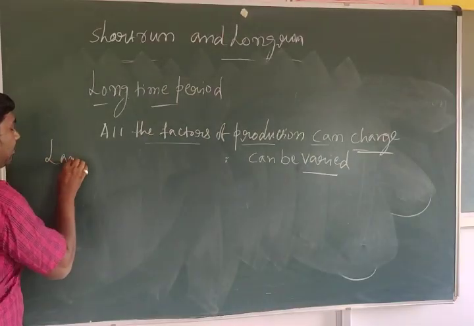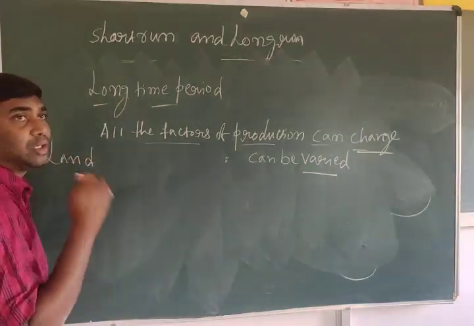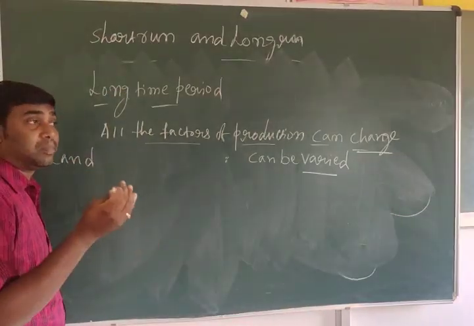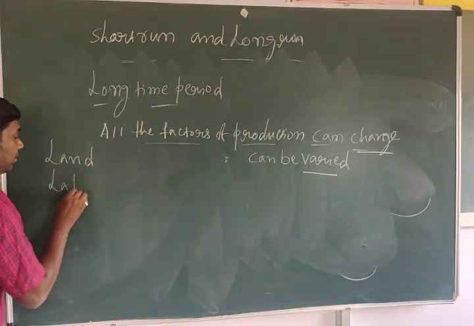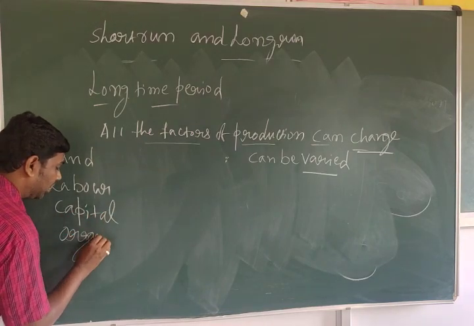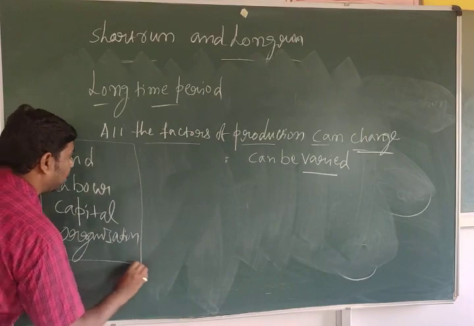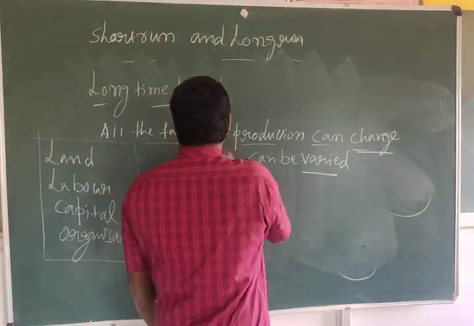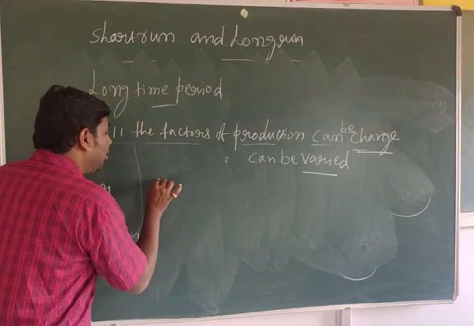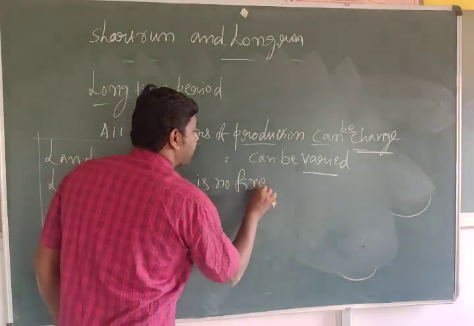That is land. I said before that it's not possible to shift it from one place to another, but we can purchase more land to produce goods and services, right? In the long run, we can purchase more land, but in the short run, it is not possible to take more. Okay, land, labor, capital and organization. So under the long run, all the factors of production can be changed, can be varied. Here, there are no fixed factors.